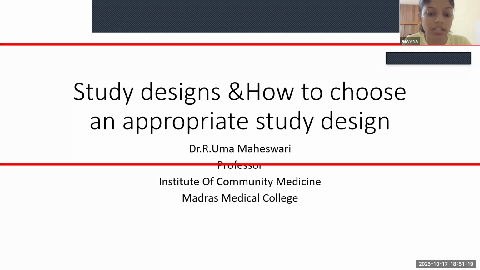A special note of gratitude to our organizing secretary, Dr. G. Arunagiri sir, for his remarkable efforts in bringing this mentorship to life. This evening session, titled Designs That Define the Direction of Discovery, Study Designs and Research, focuses on understanding how every great research begins with the right design and direction.